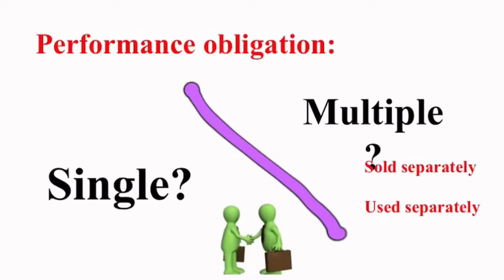Step 2 is to identify the performance obligation. The goal is to separate the contract into parts that can be viewed on a standalone basis. Customers must benefit from the performance obligation on its own. A performance obligation must be separately identifiable from other promises in the contract.